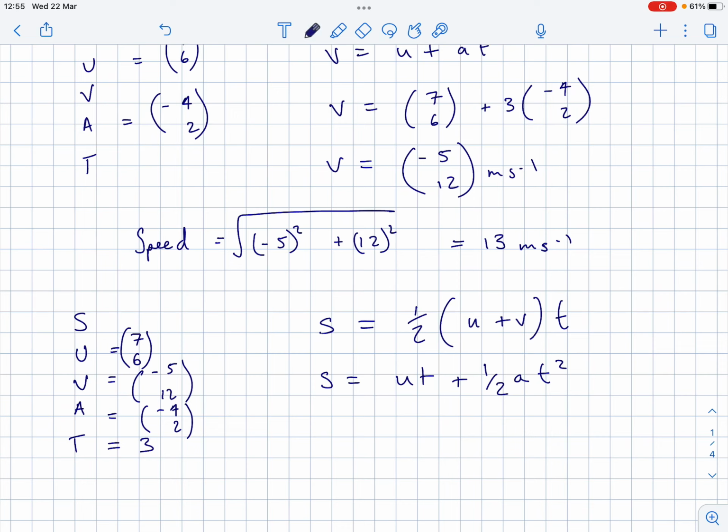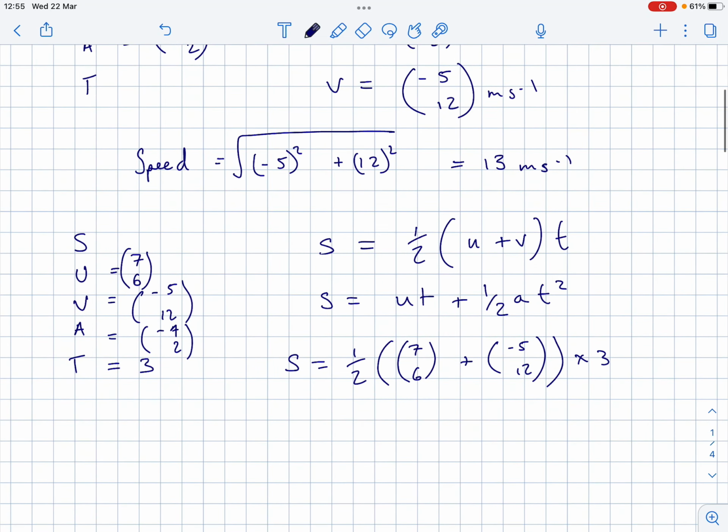I'm going to use the top one, so we'll get a half of (7, 6) plus (-5, 12) times by 3. That gives me a displacement of (3, 27) meters. If you write any of the solutions in i and j form, that's full marks as well.